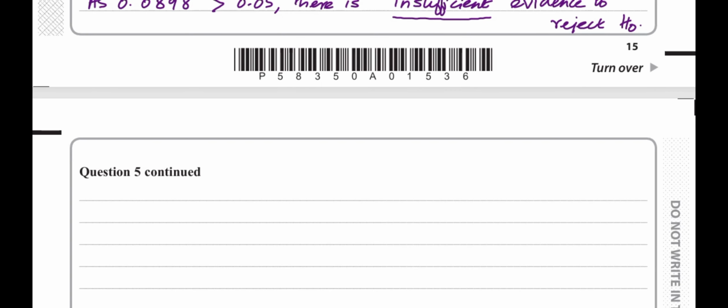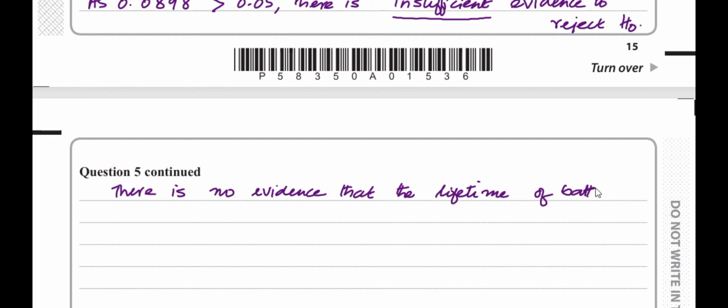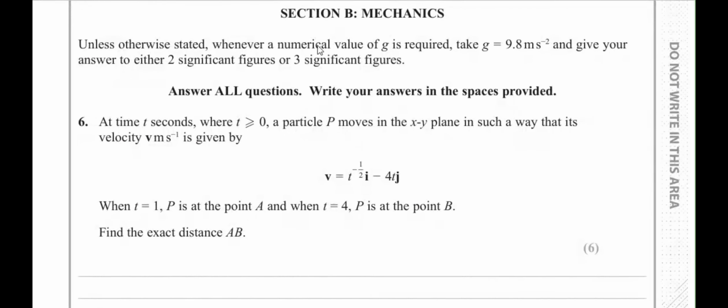To interpret this contextually, we also write that there is no evidence that the lifetime of batteries has increased more than 18 hours. That's it.